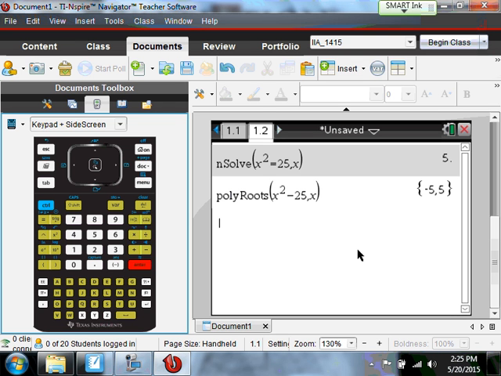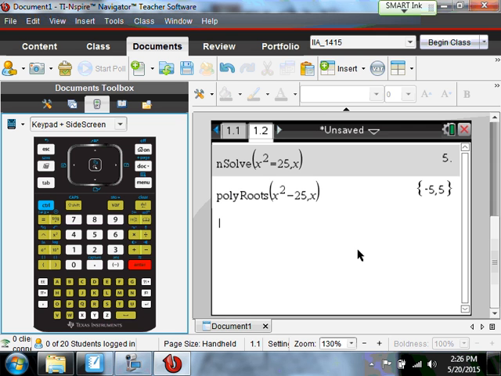Question. If I had plugged that into nsolve, the CAS still drops the ball and only gives you one answer. However, on the CAS, if I just do a solve as opposed to an nsolve, the CAS would say x equals 5 or x equals negative 5. Okay, great question about the difference between the two.